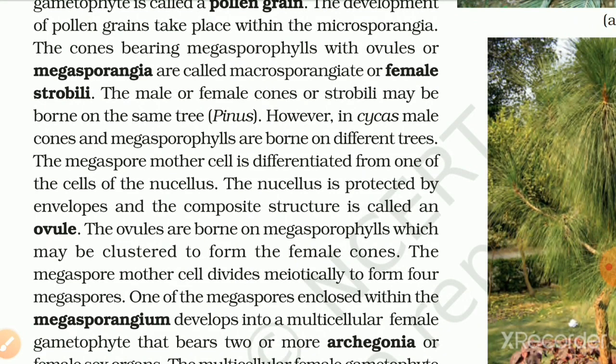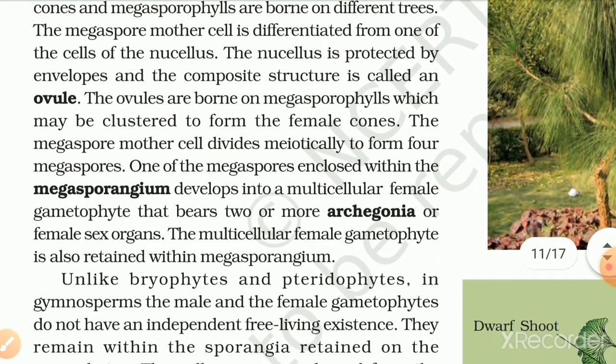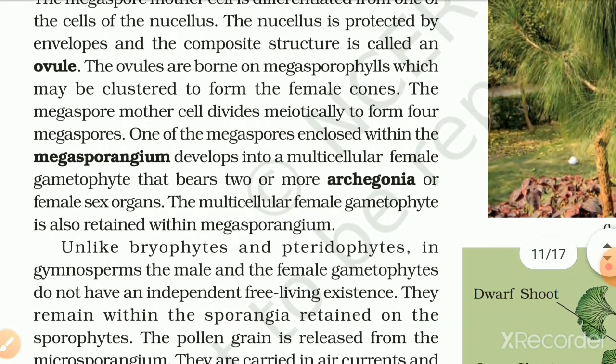The megaspore mother cell is differentiated from one of the cells of the nucellus. The nucellus is protected by envelopes and the composite structure is called the ovule. The ovules are borne on megasporophylls which may be clustered to form the female cones. The megaspore mother cell divides meiotically to form 4 megaspores.